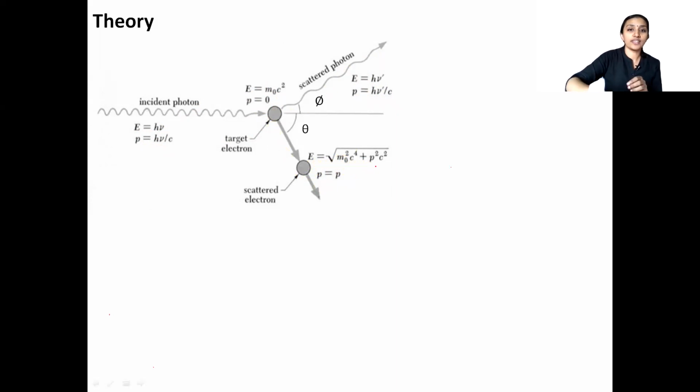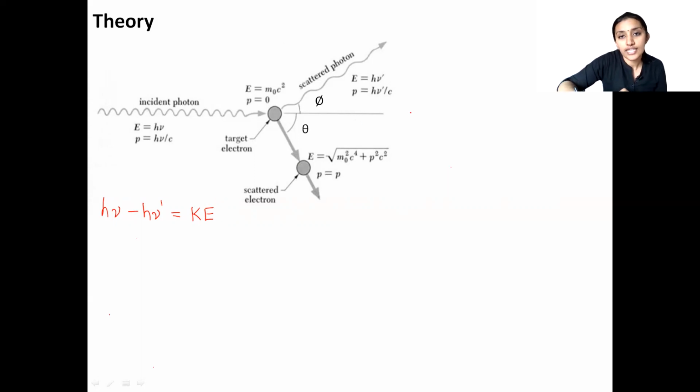Okay, so beginning with the equation for conservation of energy. The loss in photon energy corresponds to the gain in kinetic energy of the electrons. So that can be expressed as h nu minus h nu dash, which is equal to the kinetic energy of the electrons. Okay, now coming to the momentum equation, momentum is a vector, so we need to consider the direction.